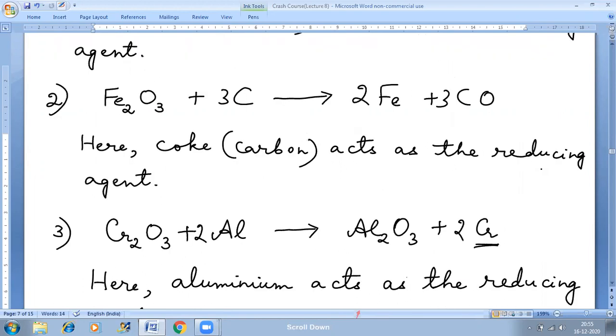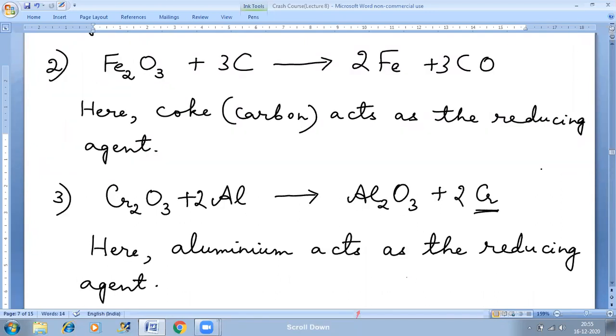Third one, Cr2O3, chromium oxide is getting reduced to chromium. Chromium oxide is getting reduced to chromium. Who is doing the process of reduction? Aluminium. Hence, aluminium is acting as a reducing agent in this process. So, aluminium reduced Cr2O3 to obtain Cr. So, Cr2O3 has been reduced to Cr with the help of aluminium.